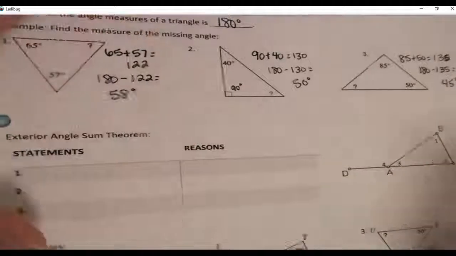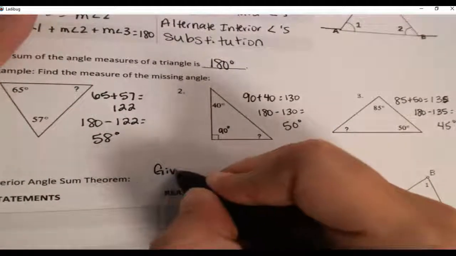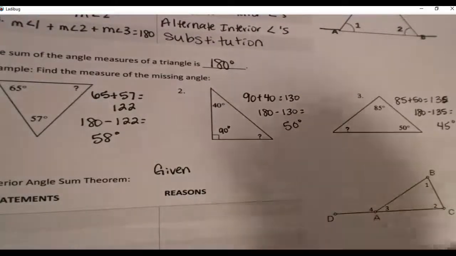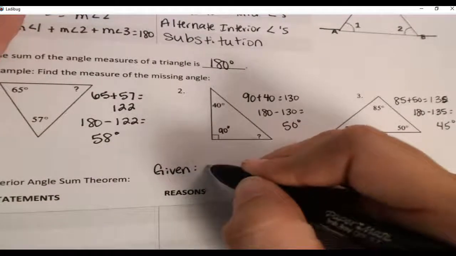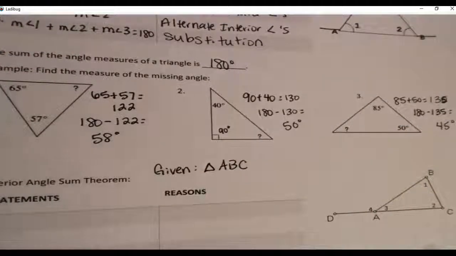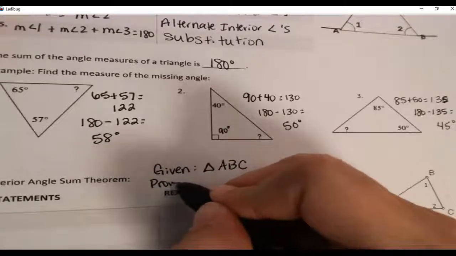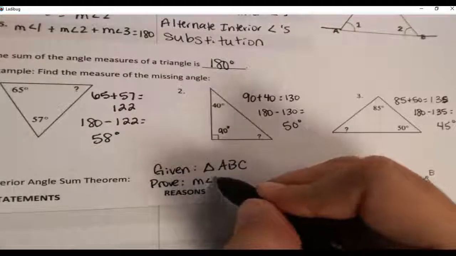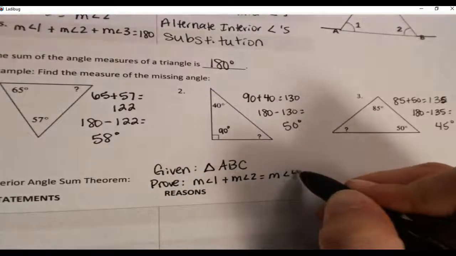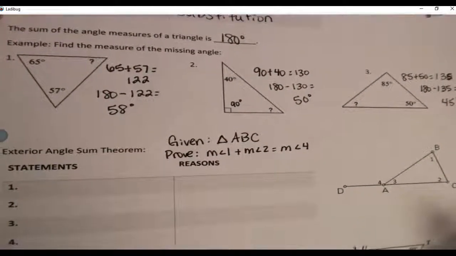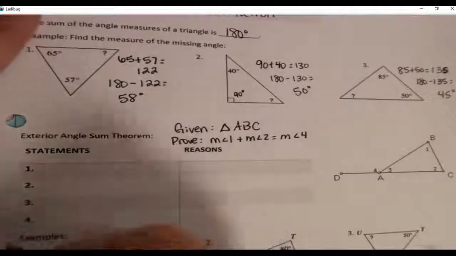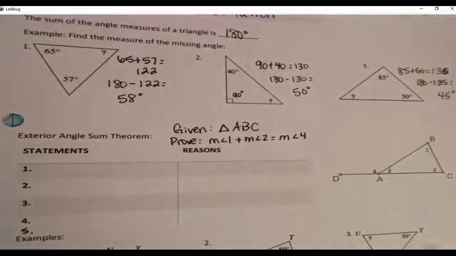Why don't I have mine? Oh, we're supposed to write it. Okay. So we're given that it's a triangle ABC. And we want to prove that the measure of angle 1 plus the measure of angle 2 equals the measure of angle 4. And we actually need 5 things for this one.